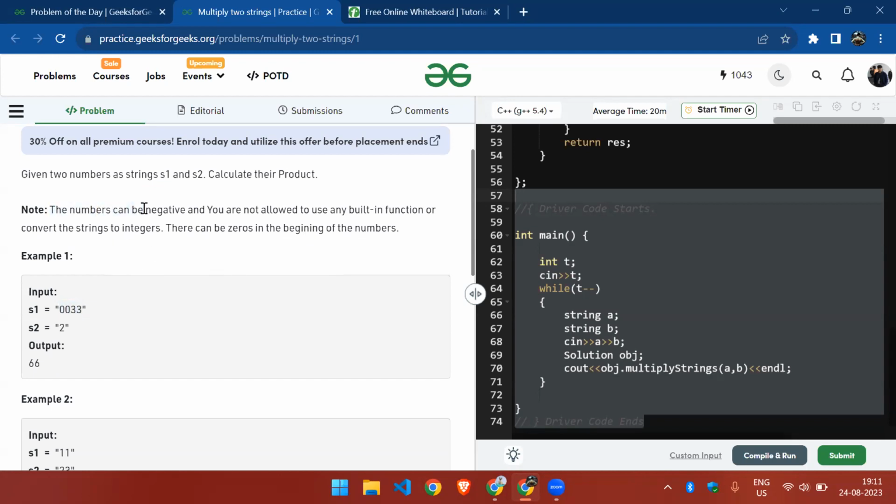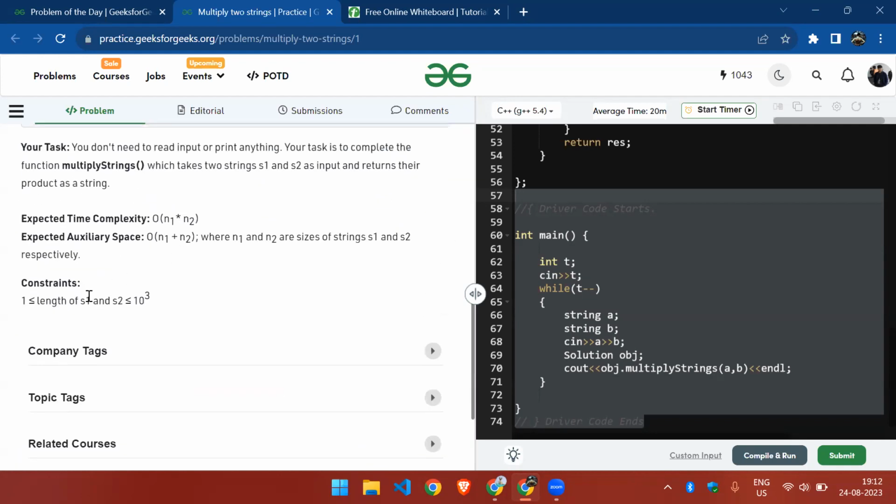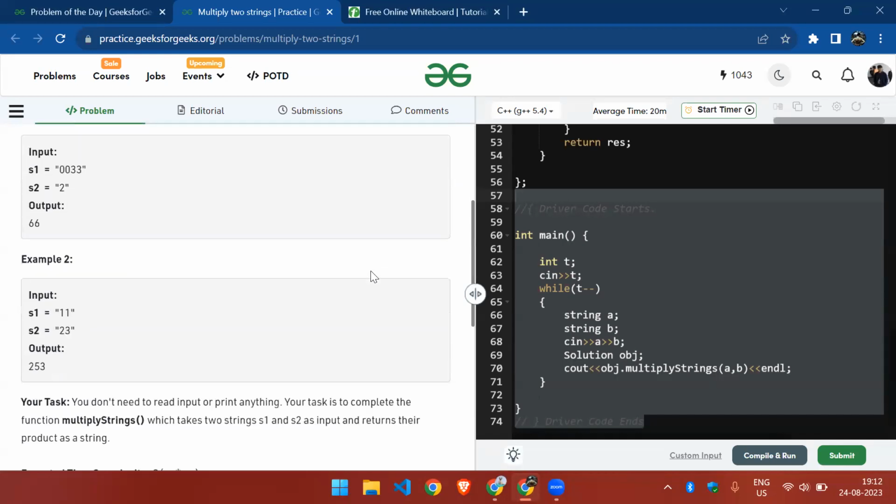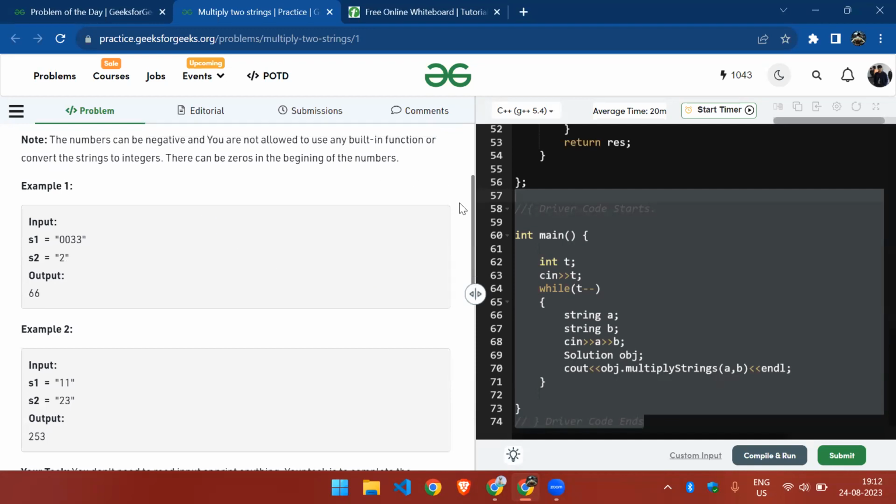And there's a note attached here which says the numbers can be negative, so we are not allowed to convert strings into integers. Even though they have said so, the string length could be 10 to the power 3. So you can imagine how long the integer would be. No data type, long or anything, can hold such length of numbers, right?